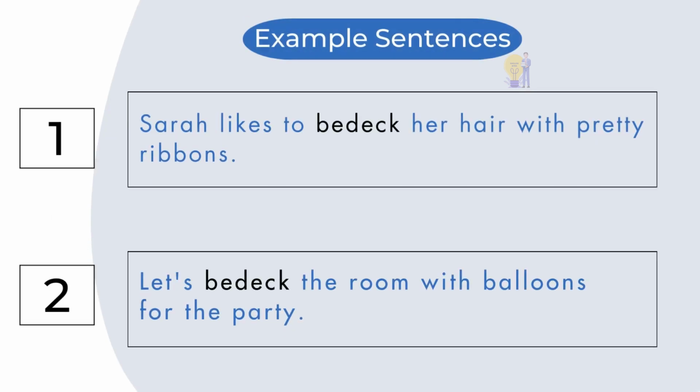The example sentences are: Number 1. Sarah likes to bedeck her hair with pretty ribbons. Number 2. Let's bedeck the room with balloons for the party.